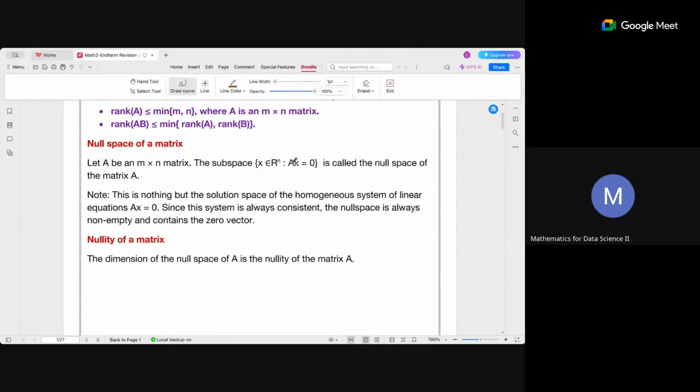And we have seen that this system will always have a solution. So this system is always consistent. And what is the solution? Zero solution is always there. So this space can never be empty. This null space is always non-empty because it contains the zero vector. And the dimension of the null space of A is nothing but the nullity of the matrix A.